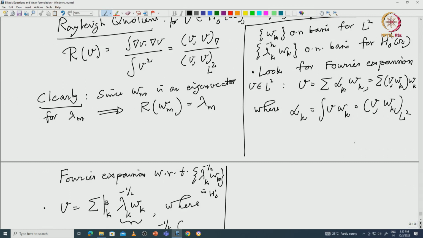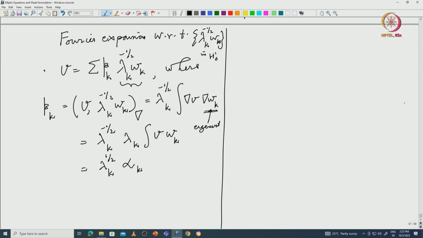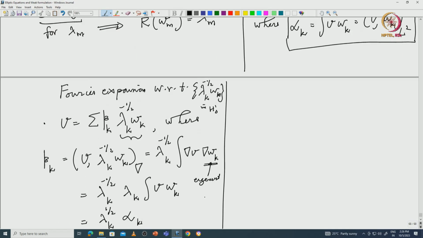So your alpha k is your V Wk with respect to the L2 now. So you substitute there. Therefore, V is equal to the sum of lambda k power half alpha k times lambda k power minus half Wk. This is an interesting summation. Same alpha k and Wk. So the same Fourier expansion you are getting.